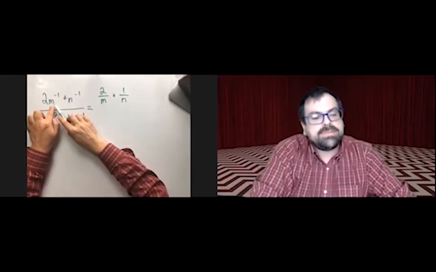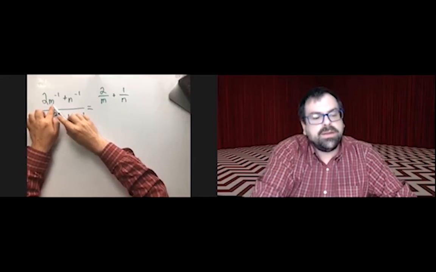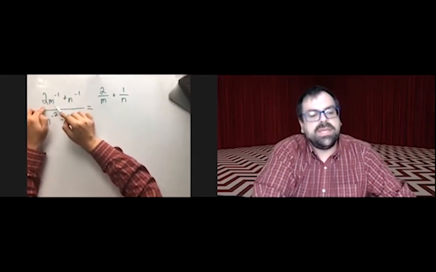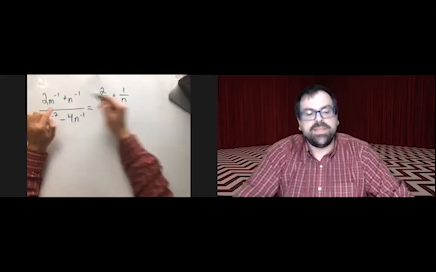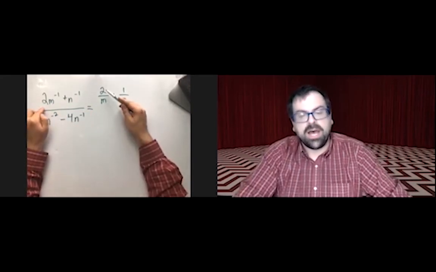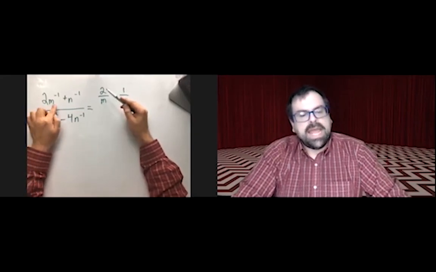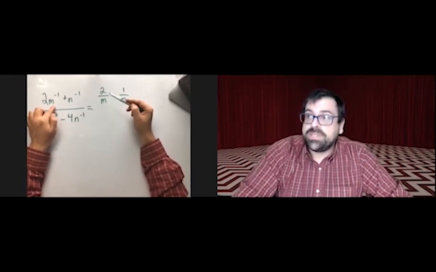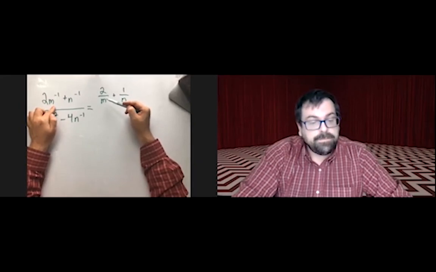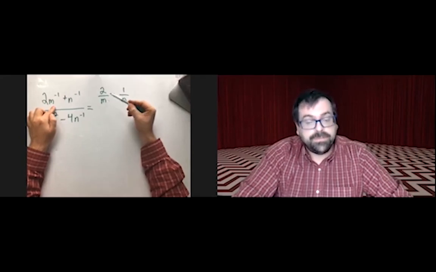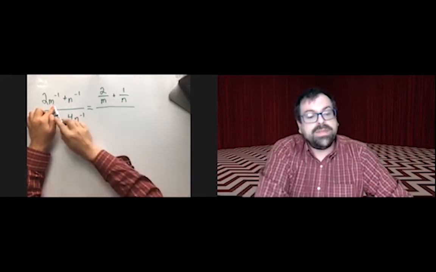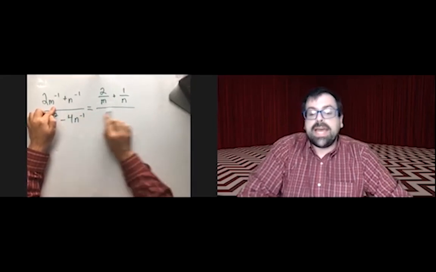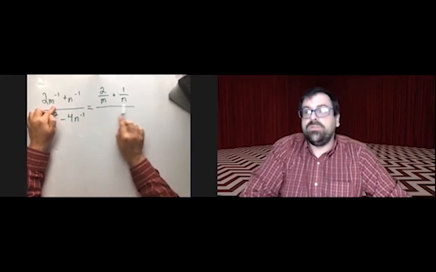The negative 1 exponent is only with the m here. It's not with the 2m. Otherwise, it would be in parentheses. That's why the 2 didn't go to the bottom. The 2 stayed on top because there is no negative exponent with it. But a negative exponent moves to the bottom of the fraction, or if it's in the bottom, moves to the top of the fraction. And it becomes positive. So 2m to the negative 1 plus n to the negative 1 is actually 2 over m plus 1 over n.